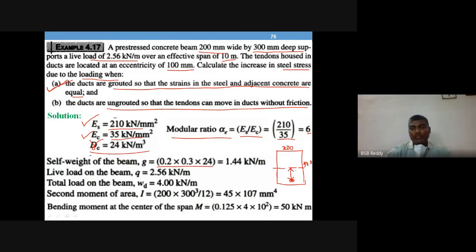150 is the distance of the bottom fiber from the CG line, so it is 100. Okay, then what we see here is the live load on the beam, which is 2.56, which is already given to you.